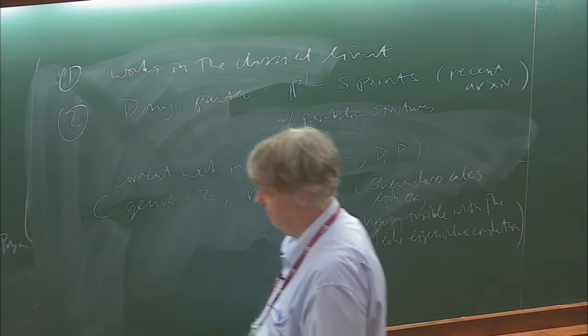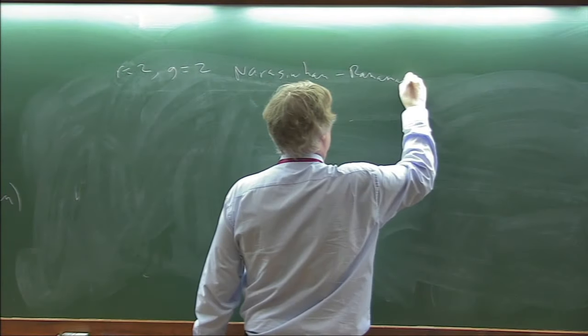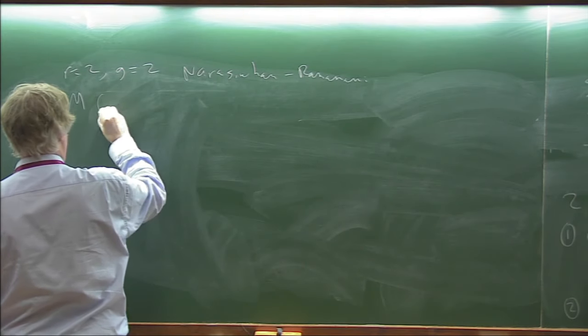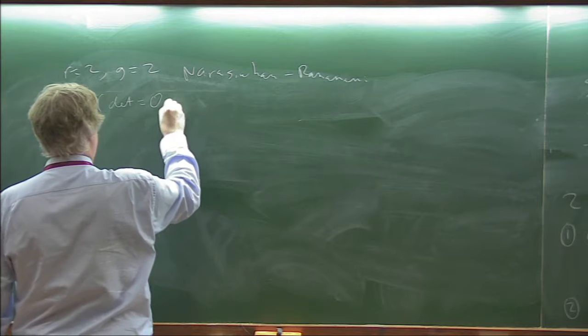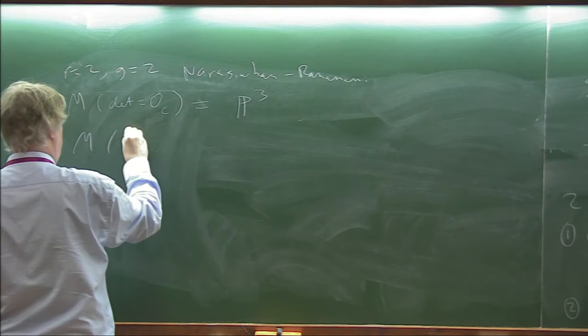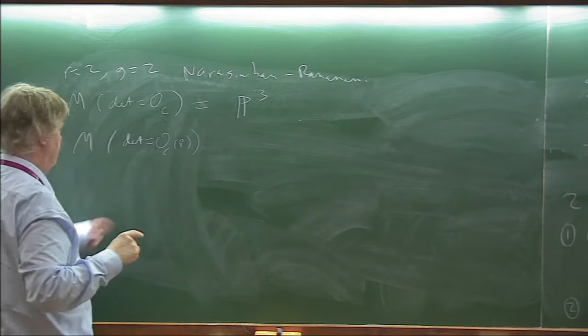Just briefly, what's the setup? Let's discuss this case, so R equals 2. Vector bundles on a genus 2 curve: if we look at the moduli space with determinant equals OC, that's P3. And the moduli space with determinant equals, let's say, OC of P, that's the easiest choice for us, for P a Weierstrass point.